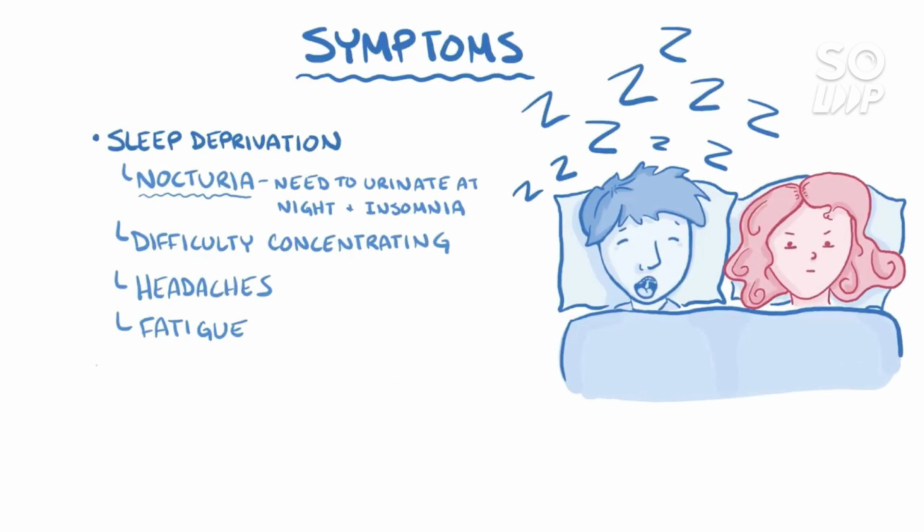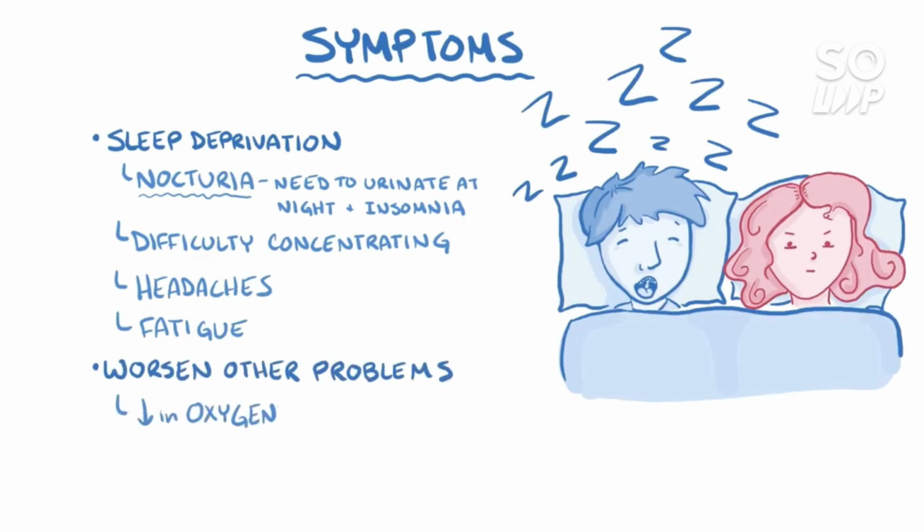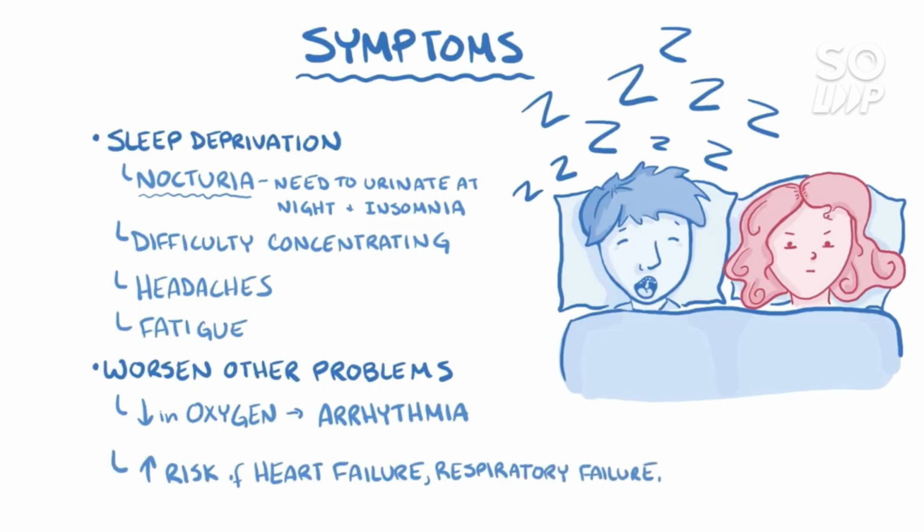Sleep apnea on its own is rarely fatal, but it can worsen other health problems. For example, drops in oxygen levels can trigger anginal chest pain, and can irritate heart cells leading to an arrhythmia, an irregular heartbeat. Broadly speaking, individuals with sleep apnea have a higher risk for heart failure, respiratory failure, diabetes, and certain types of cancer.